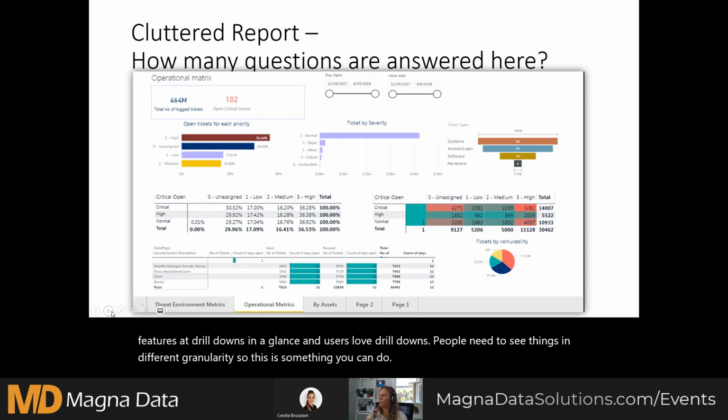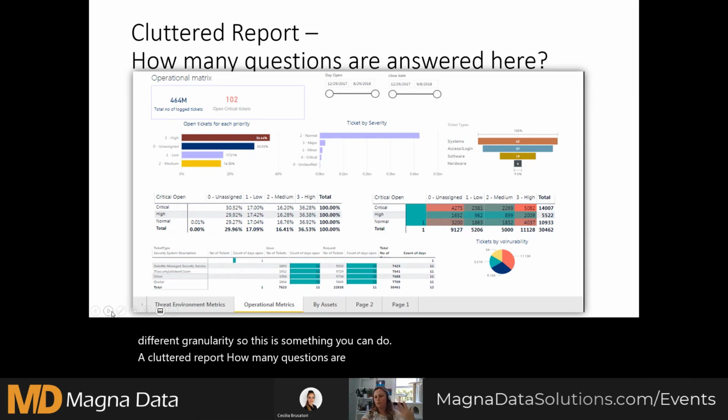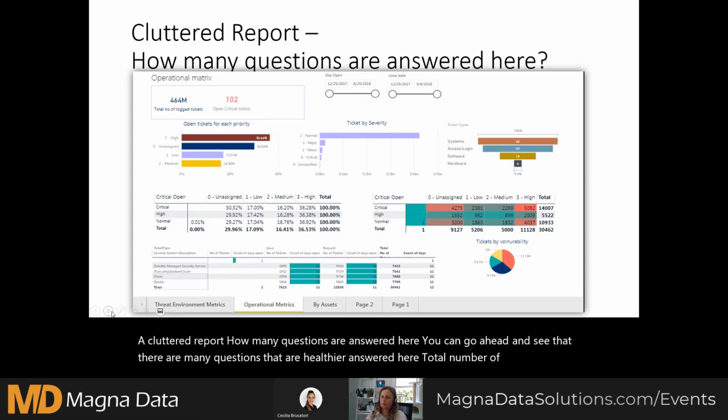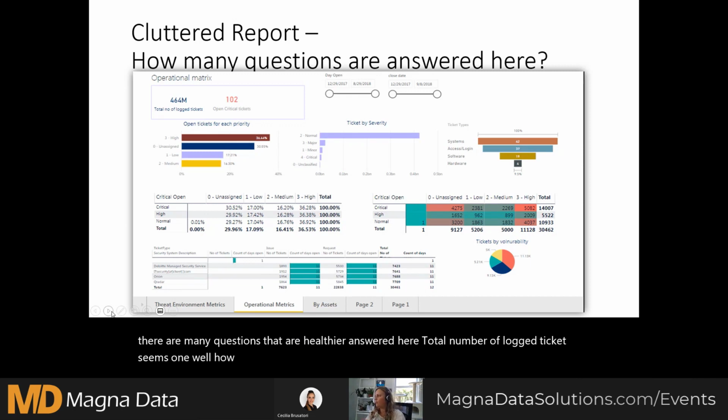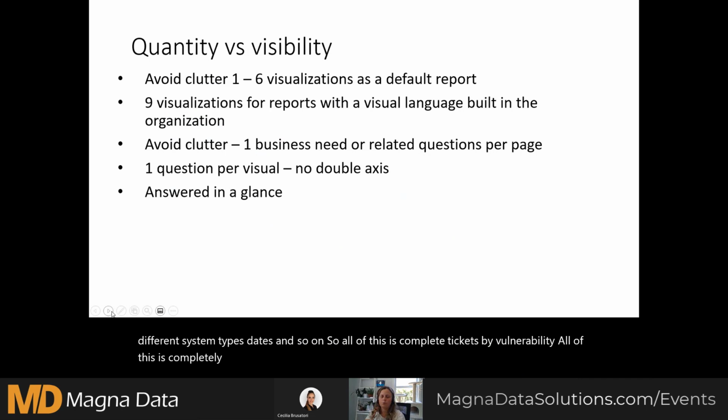A cluttered report: how many questions are answered here? You can go ahead and see that there are many questions that are answered here. Total number of logged tickets, how many critical tickets are open, how many non-criticals, tickets by severity, different system types, dates, and so on. And tickets by vulnerability. All of this is very, very cluttered, and we don't really see all of it.